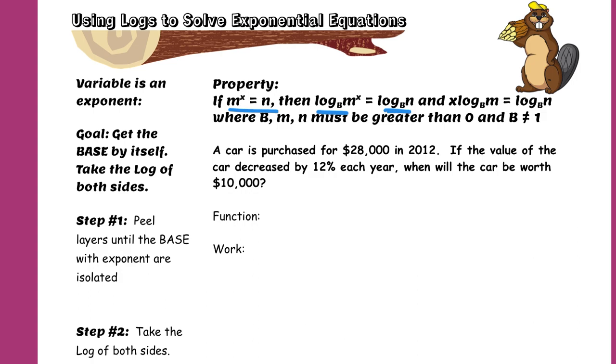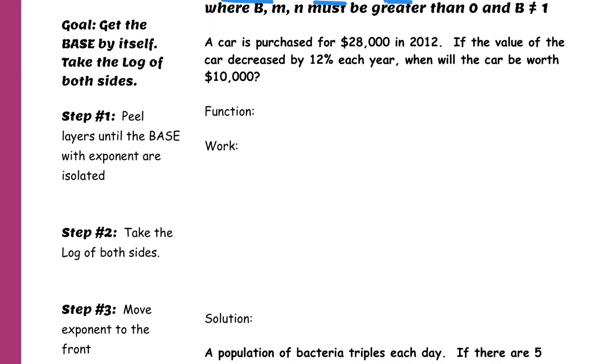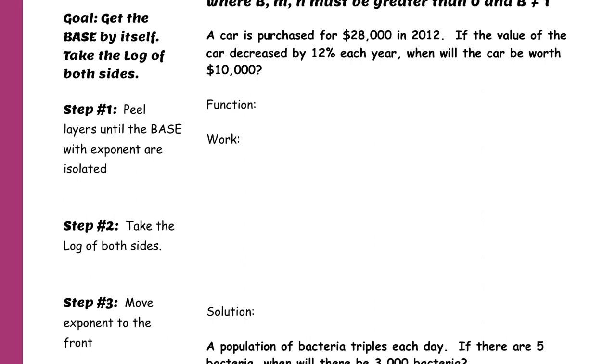Okay, so looking at our first scenario, we got a car purchased for $28,000 in 2012. If the value of the car increased by 12% each year, when will the car be worth $10,000? Okay, so let's write the first equation. What would my equation be? Growth or decay? So it's 1 minus what? Which would give me? Okay. So now how do I write it?